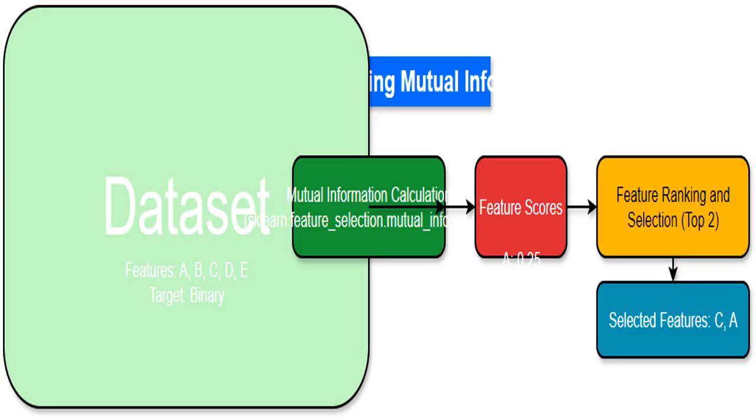I have a dataset with 5 features, which I'll call A, B, C, D, and E. The target variable is binary, meaning it can only take on 2 values like 0 or 1, or true, false. This is a typical setup for a classification problem. Let's get to the feature selection.